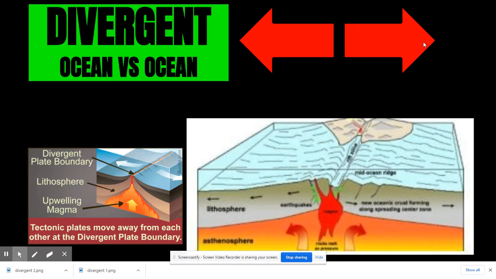and ocean divergence or continent-continent divergence. But in reality, the ultimate end game of a divergent boundary is really the same, regardless of whether it's occurring under the water or on a continent. So divergent, of course, means to diverge or move away from one another. So we're going to start off with just discussing the ocean.